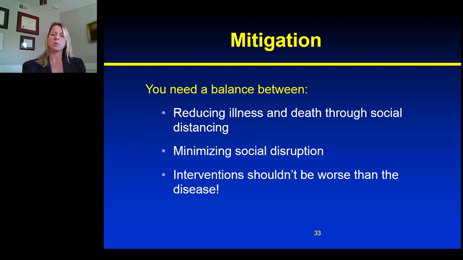There's a need to balance between the need to reduce illness and death through social distancing, for example, if we're dealing with a disease that's spread from human to human, and to minimize social disruption as much as possible, such that the interventions to stop or reduce the severity of an outbreak shouldn't be worse than the disease of the outbreak itself.